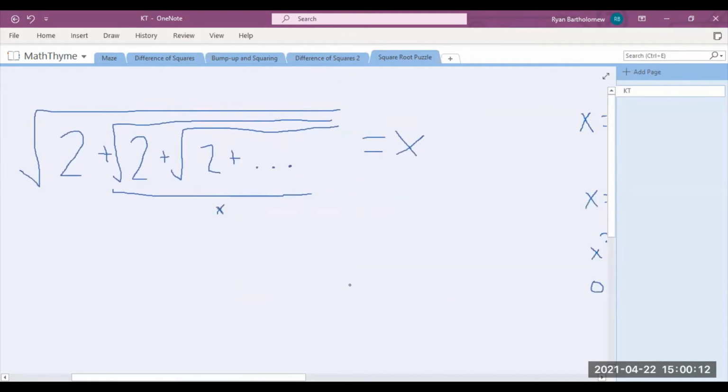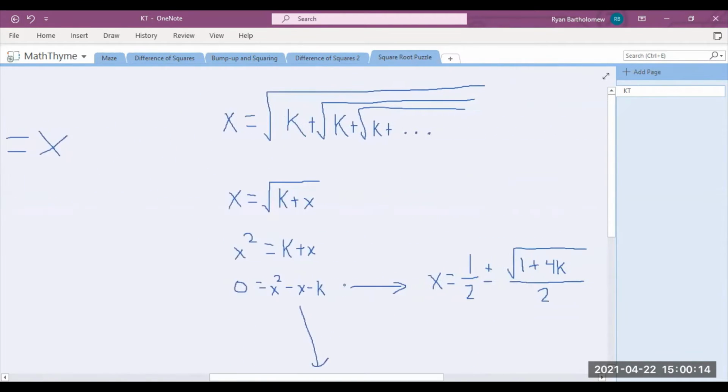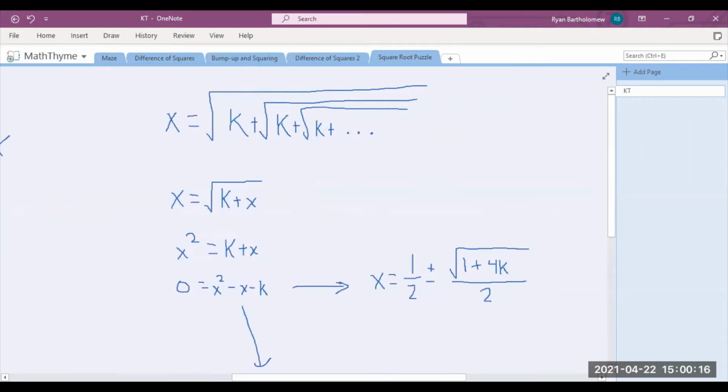All right. And so the next question that I had, and this is where I started to go a little bit on my own and experiment, was what if we had numbers different than 2? Does it still add up to some integer number? Because I thought that was really interesting. And so I did the same thing. I replaced all of this with x, because it's just an infinite sum of square roots of k. And so x equals the square root of k plus x. We solve it algebraically, you get 0 equals x squared minus x minus k.